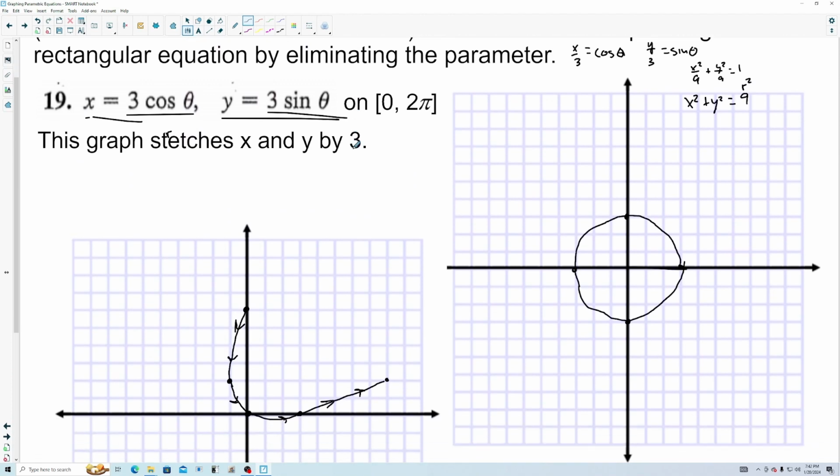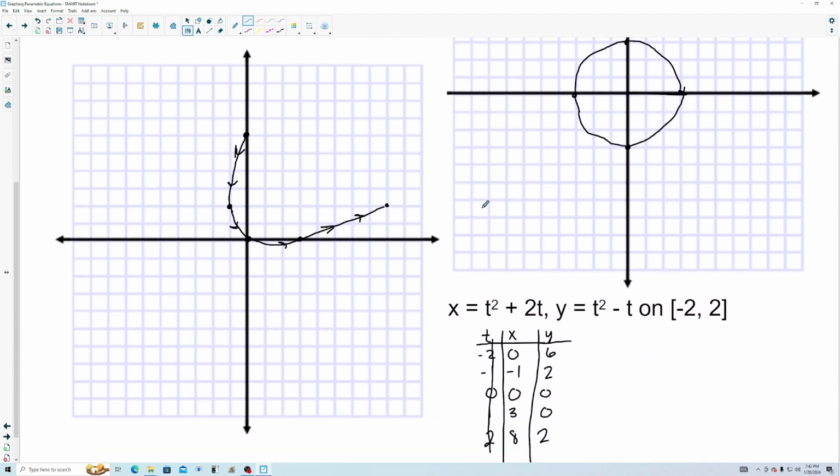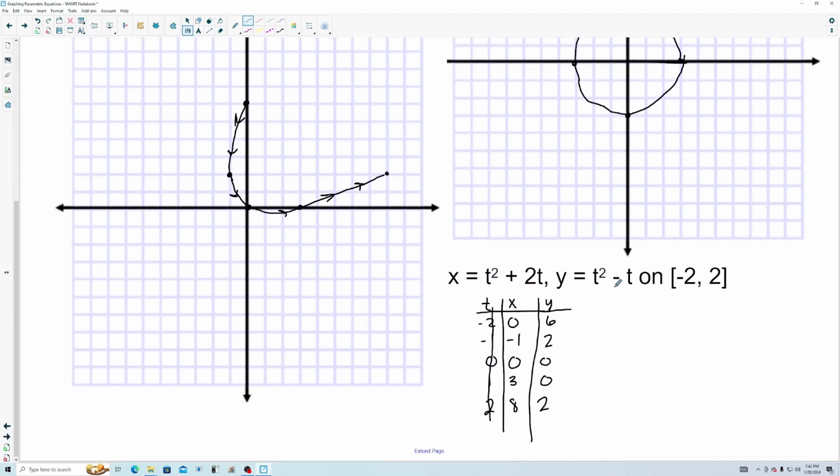All right, and we got to eliminate the parameter on this one. To do that, we have to complete the square on one of these. I don't want to complete the square on the y one, because b squared over 2 would be a half. How about we do it on this one?